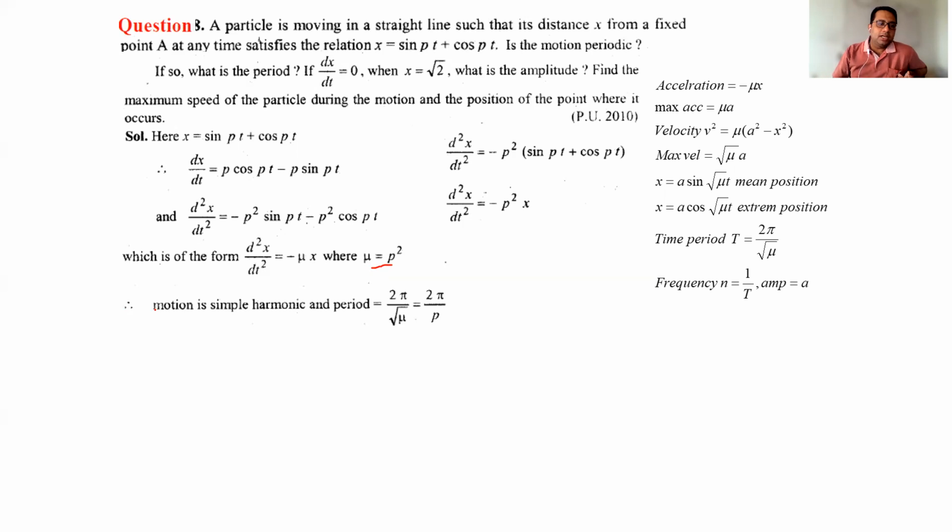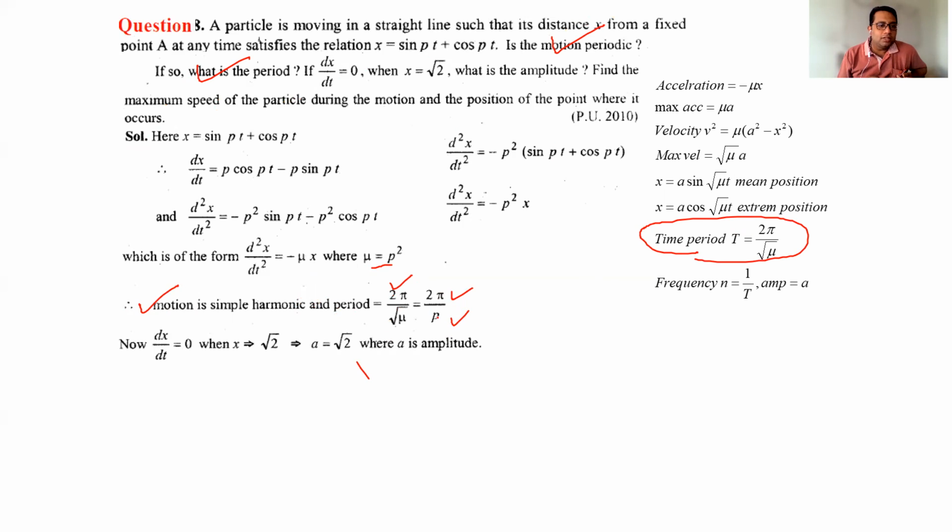Therefore, we can claim that the motion is a simple harmonic motion and obviously a periodic motion, because in video lecture 1 we proved that simple harmonic motion is a periodic motion. So this question is done. And what is the period? The formula for the period in simple harmonic motion is 2 pi by root mu. So 2 pi, and the value of root mu is p.